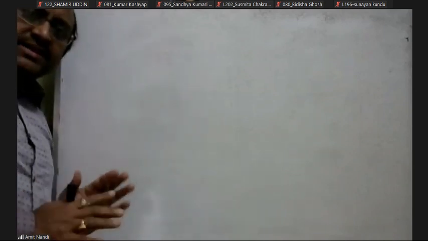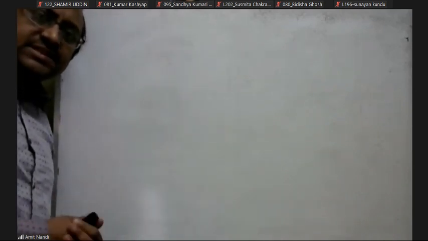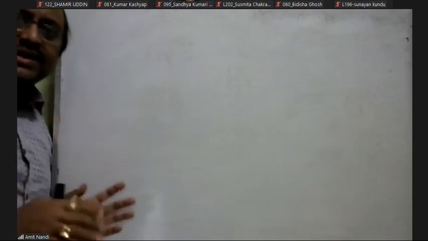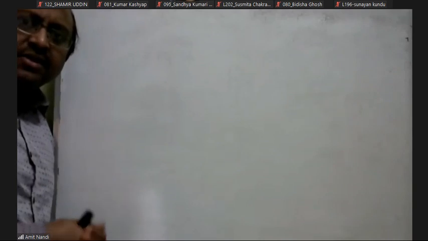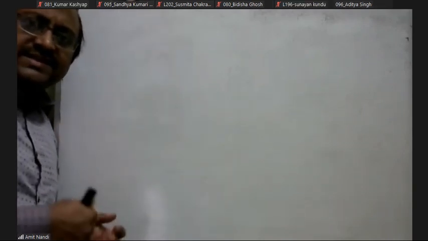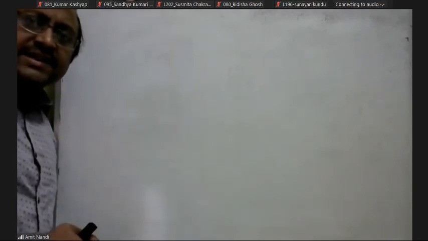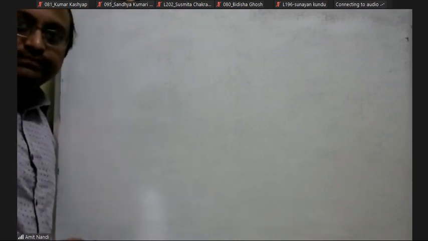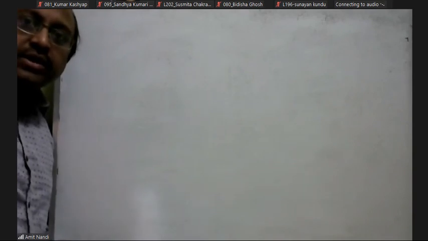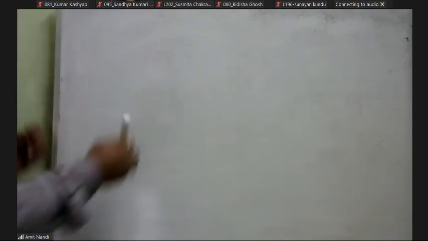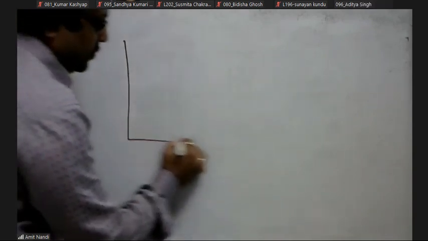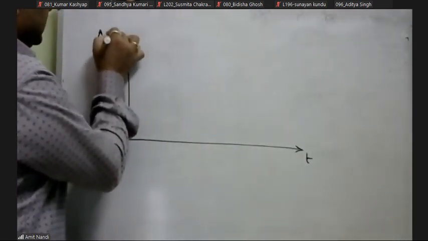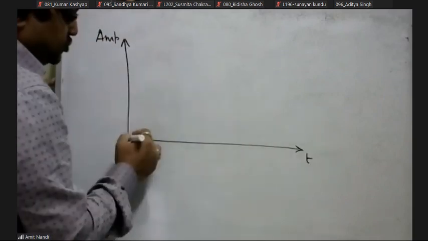Now, analog electronic circuit means that which processes the analog signal. So the first question in mind is, what is an analog signal? Analog signal means the signal that is continuous in time and continuous in amplitude. That signal is basically called the analog signal. Say if we draw the waveform of the analog signal, these are the time and that is the amplitude.